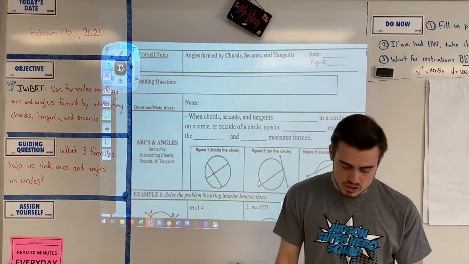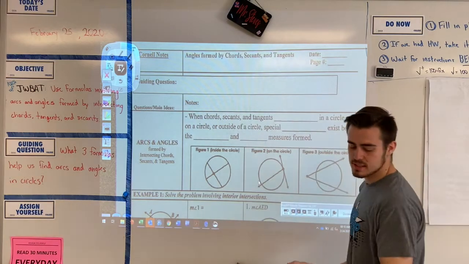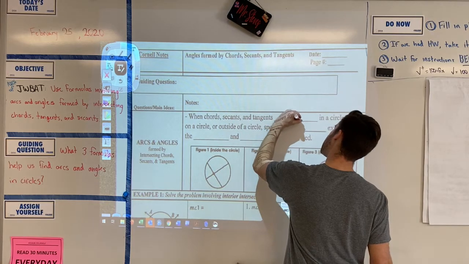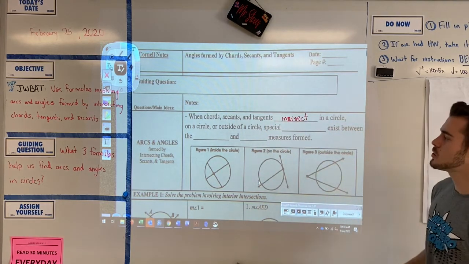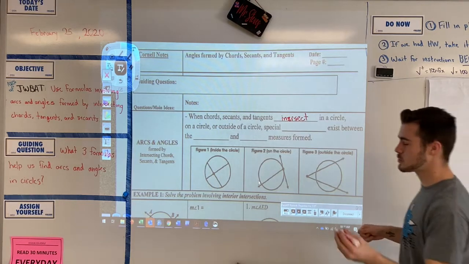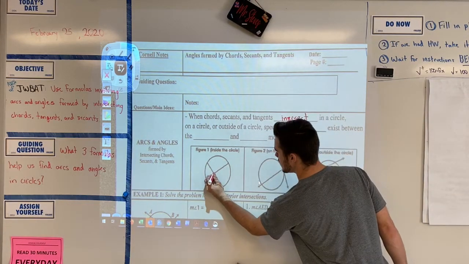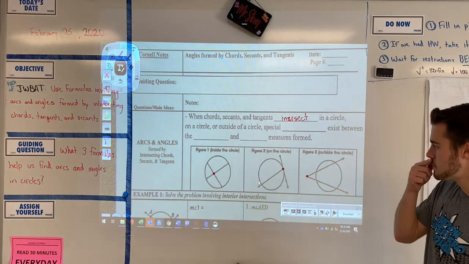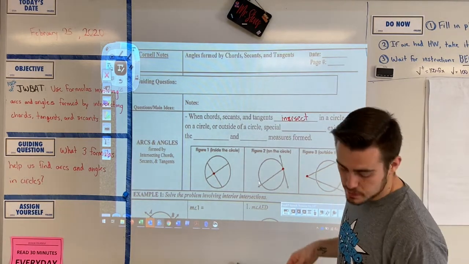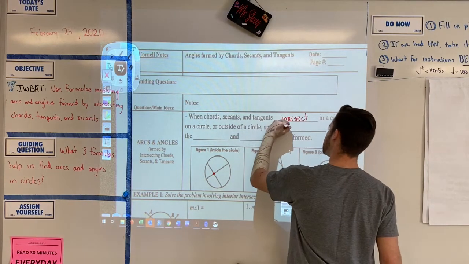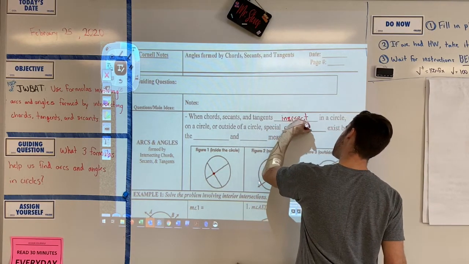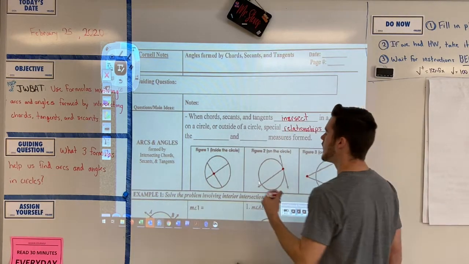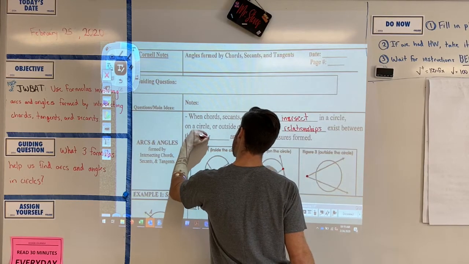So let's start by filling in the blanks. When chords, secants, and tangents intersect in a circle, on a circle, outside of a circle, so those are our 3 right there. There's in a circle, on the circle, and outside of the circle. Special relationships exist between the angle and arc measures formed.